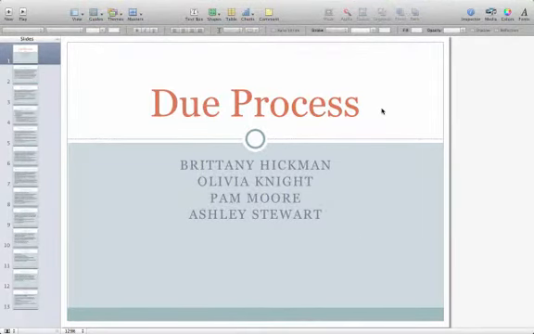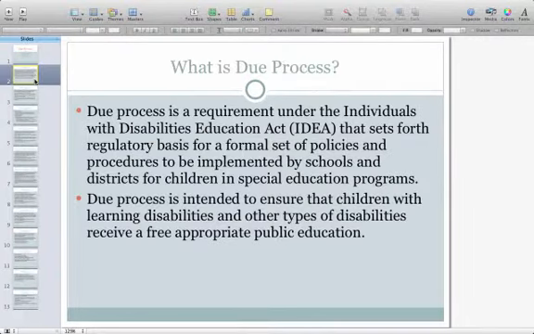Today I'm going to be talking about and going over my group's case law project, and we chose to do ours over due process. But first off, we're going to talk about what is due process.